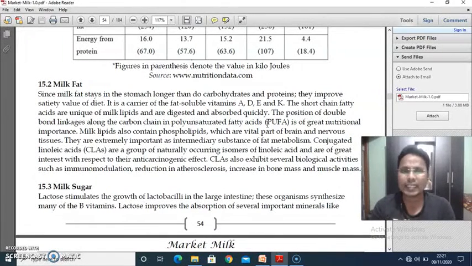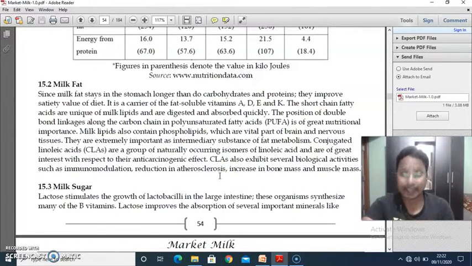Milk lipids also contain phospholipids. When we see the microstructure of the milk fat, then we can easily see the presence of the phospholipids in that, which are a vital part of brain and nervous tissues. So these phospholipids are very important, and they are a vital part of brain and nervous tissues. They are extremely important as an intermediary substance of fat metabolism.